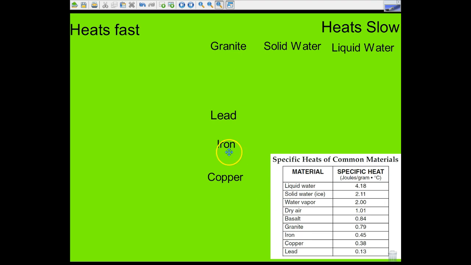And then what's next? Iron. After that, we have copper. And after that, we have lead. So these are organized based upon what would heat slow: liquid water, solid water, granite, iron, copper, and lead, and what would heat fast. So lead would heat the fastest because it has the lowest specific heat.